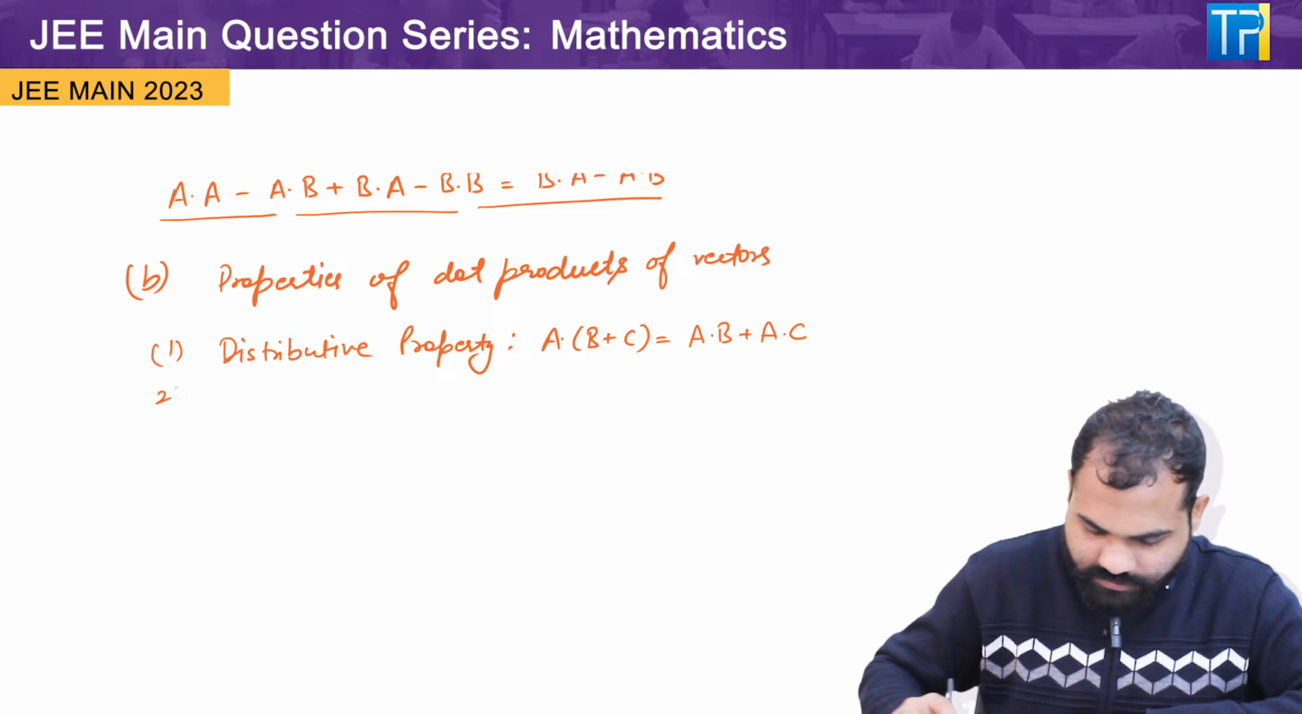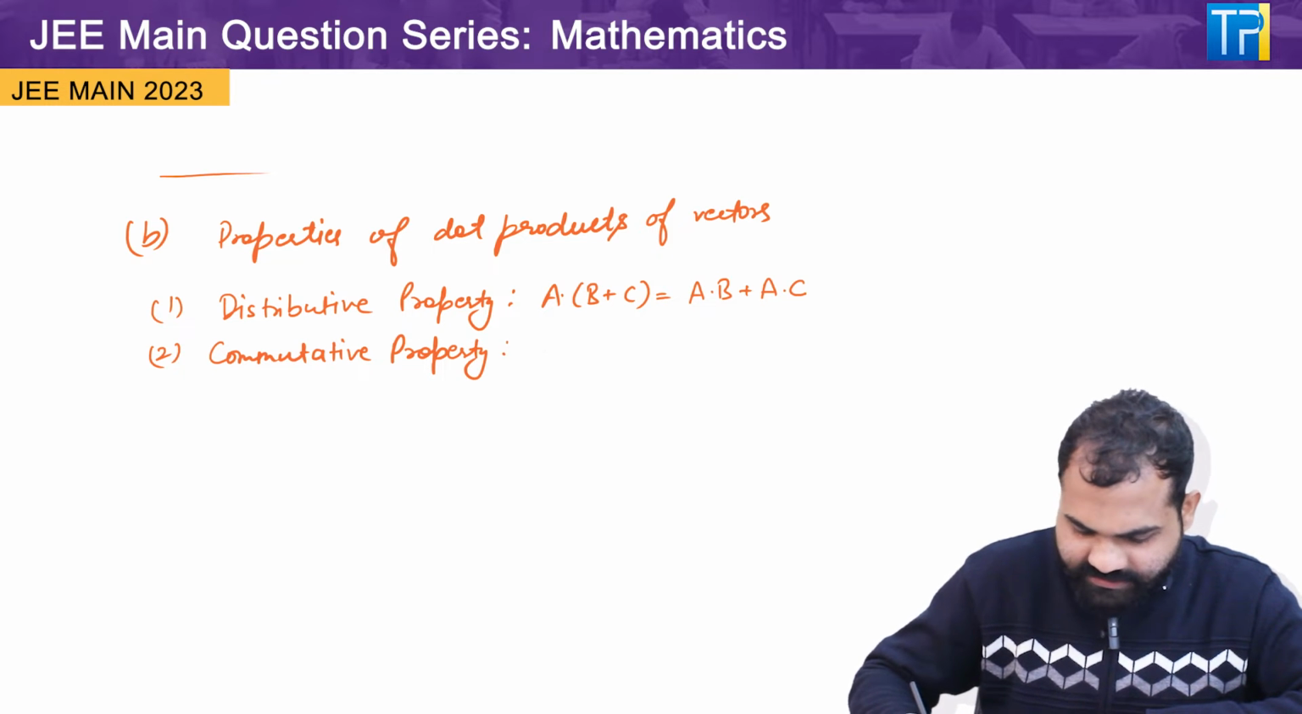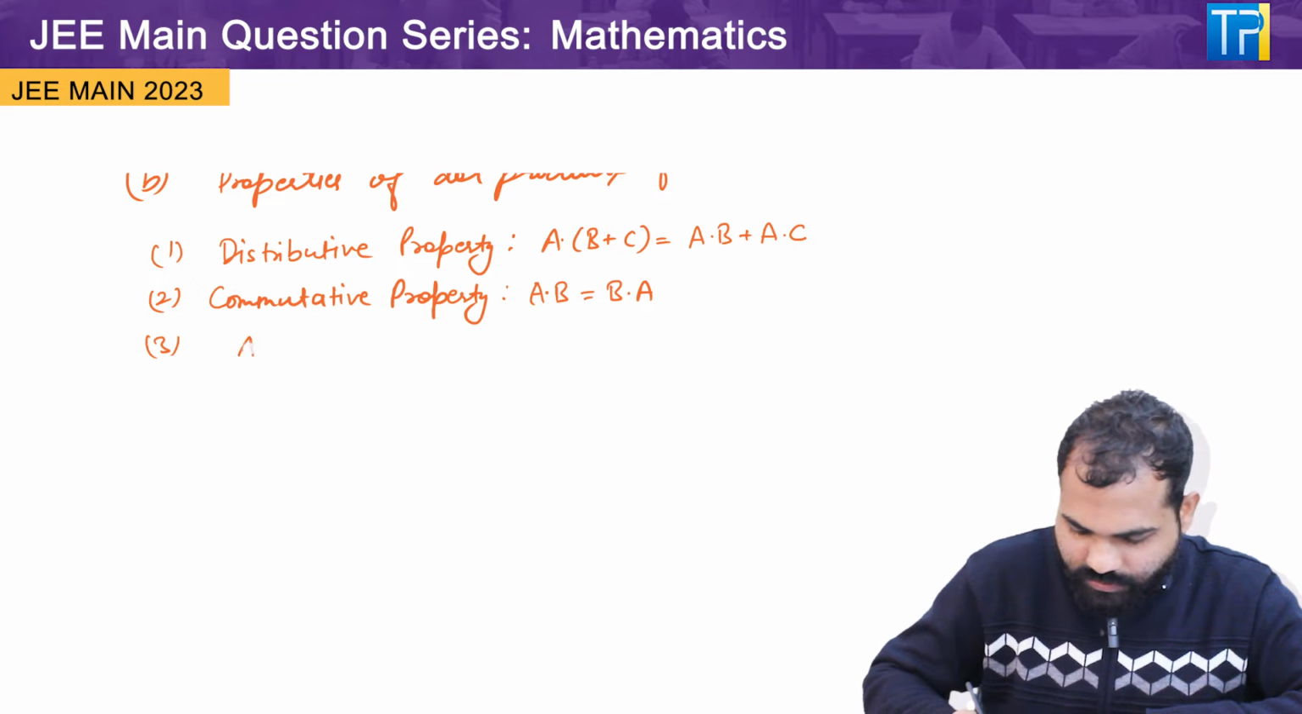Then we have the commutative property, which states a dot b is equal to b dot a. And then we have a dot a is equal to a square.